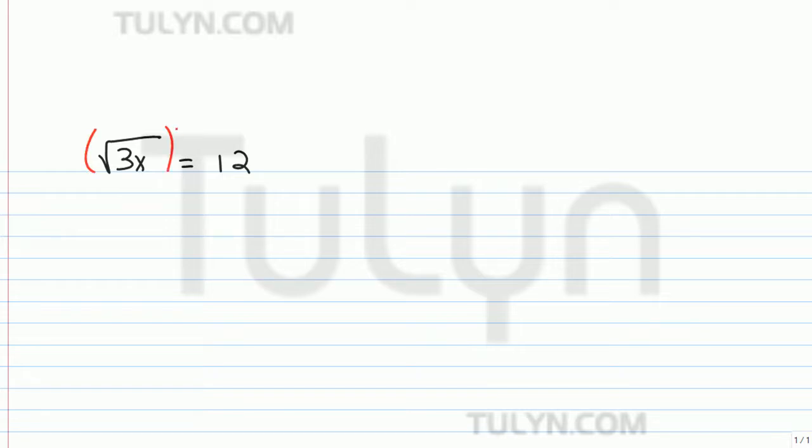Now in order to solve, what we do is we square both sides of the equation. Now on the left, the square and the square root are going to cancel out. So what's left is going to be 3x. Because remember, if you have the square root of a squared, it's just going to give you a, which is the definition of the square root. And then on the right, we get 12 squared, which is 144.